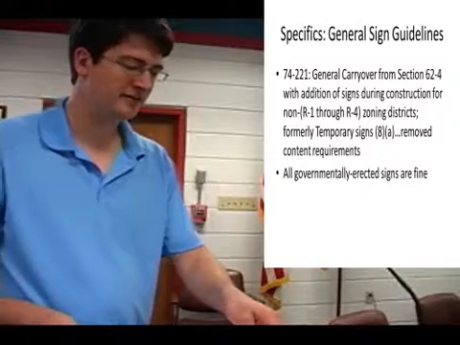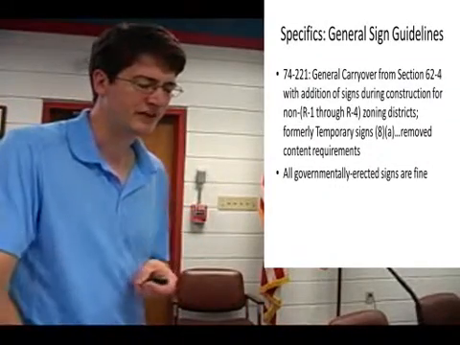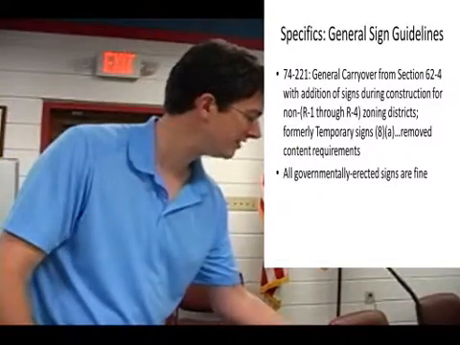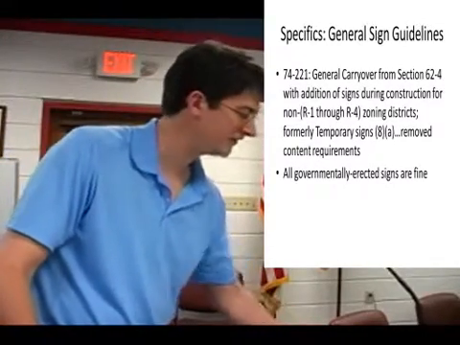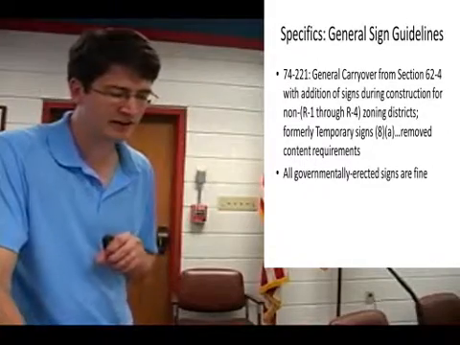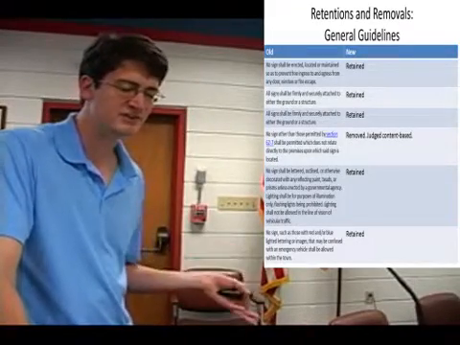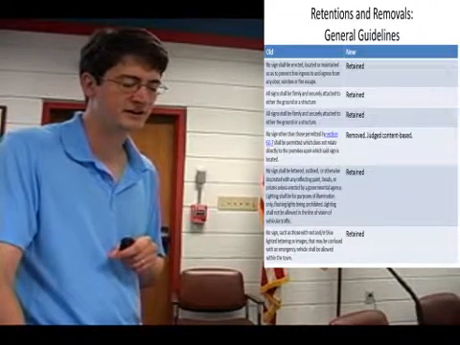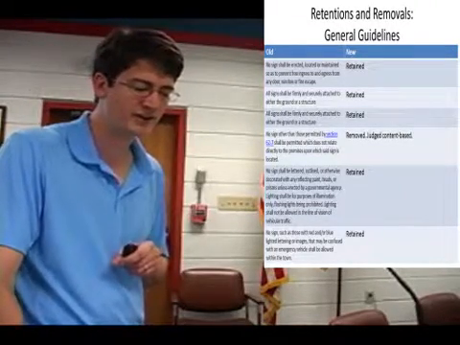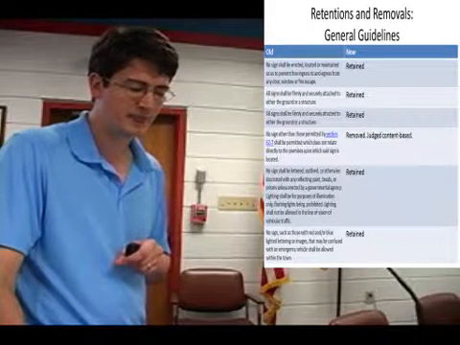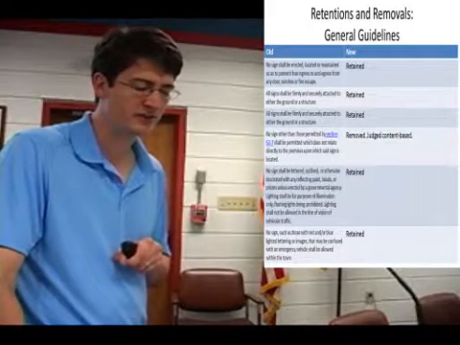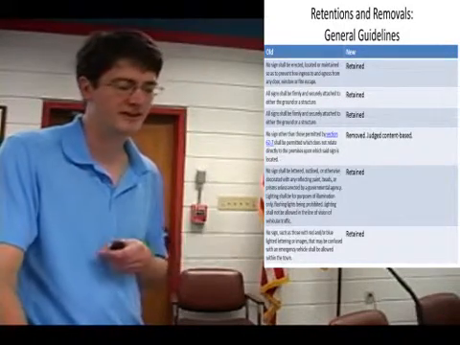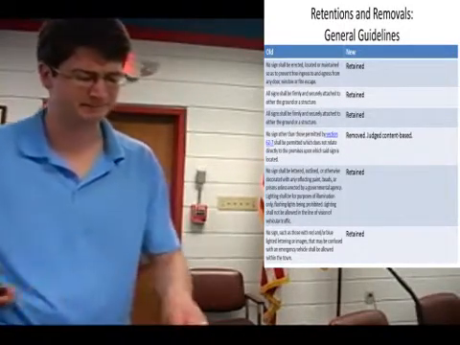So to move a little deeper into the specifics of this ordinance in terms of general sign guidelines, it's now section 74-221, which would be on the second page of your handout. It's a general carryover from our previous section 62-4, with the addition of signs during construction for non-residential zoning districts, and the section that was formerly temporary signs has been removed due to content requirements. We also generally allowed all governmentally erected signs.